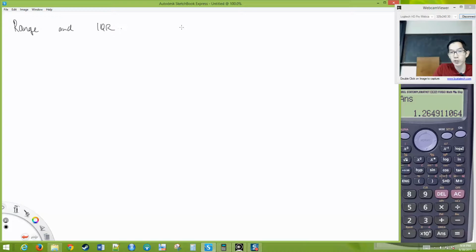Okay, so for range, the range is the largest data point minus the smallest data point. It's just the distance between the largest value and the smallest value. Max minus min, or just the distance between the two extremes.